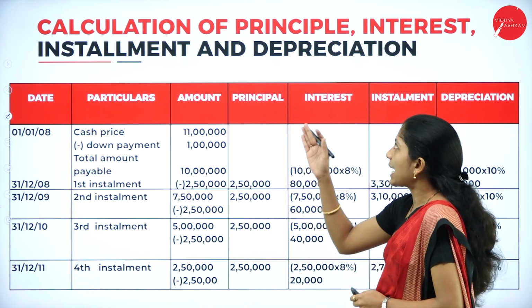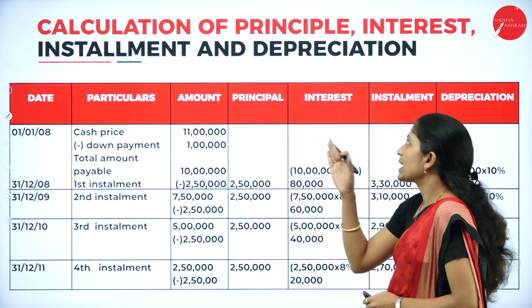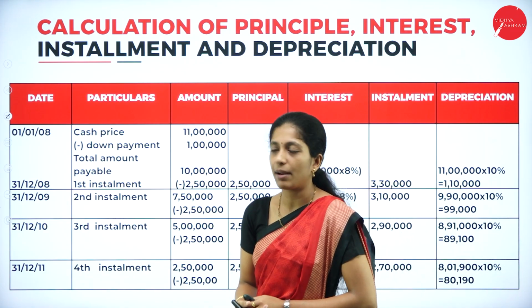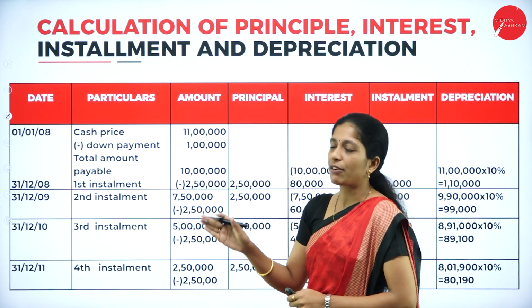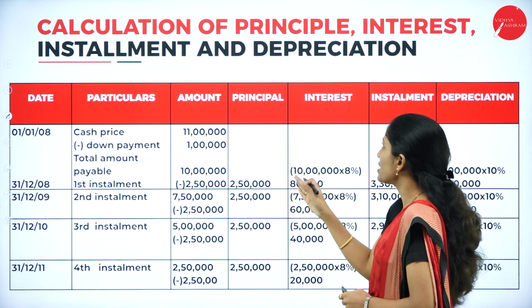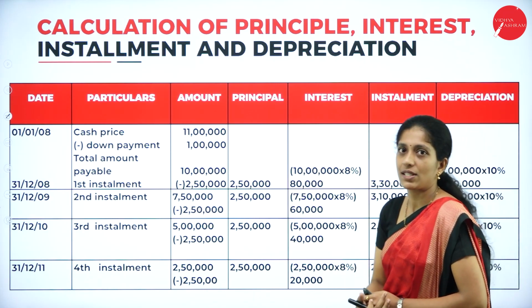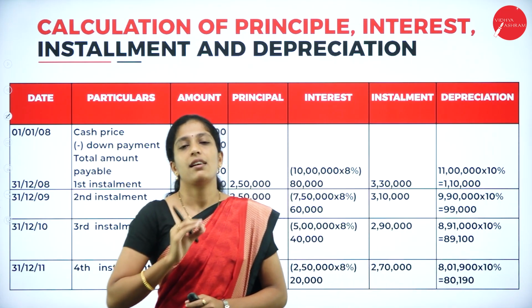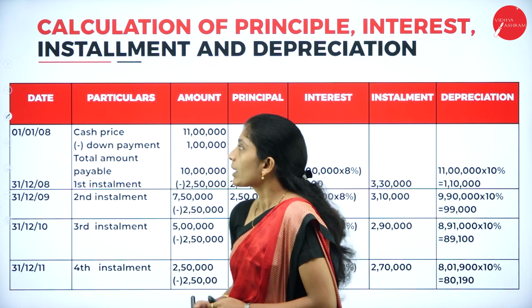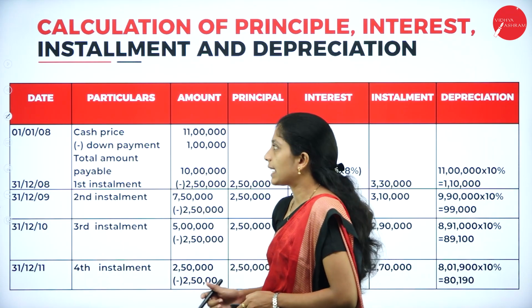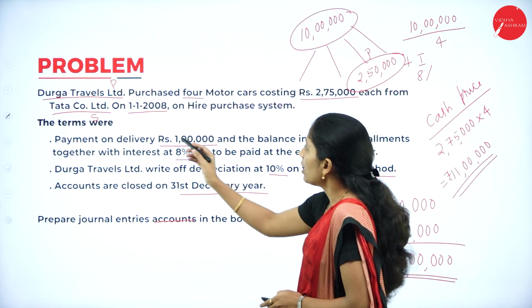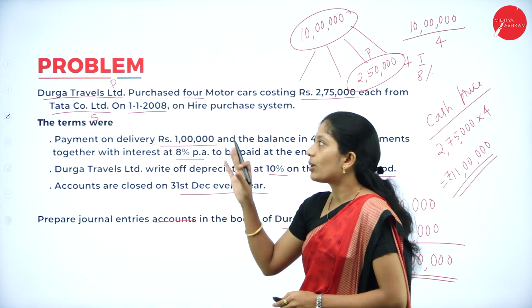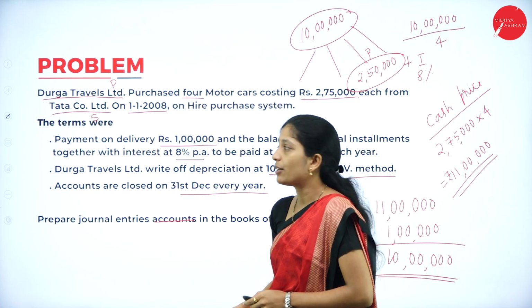Now your heading is calculation of principal, interest, installment and depreciation. So we are going to calculate all these in one particular table. Your format will be like this: date, particulars, amount, principal, interest, installment and depreciation. This is a format where you are going to calculate interest, principal, installment as well as depreciation. Now first year. Let us see, they have purchased the asset on 1/1/2008. So this table contains all the information.